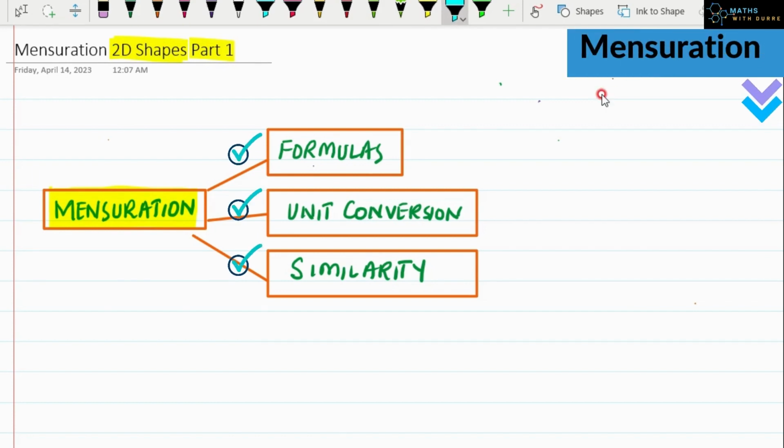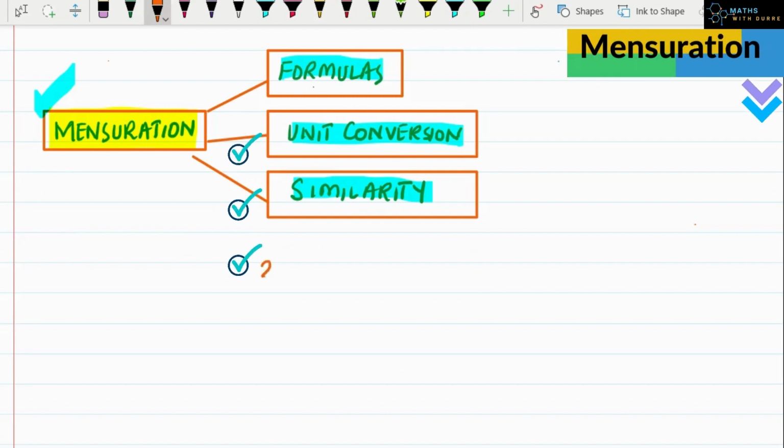To understand all about mensuration, we need to know the formulas of different shapes. We need to know unit conversion, how to convert one unit to another, and we need to know the similarity. So let's start with the 2D shapes first. 2D shapes means two-dimensional shapes. It means flat shapes, plane shapes, right?